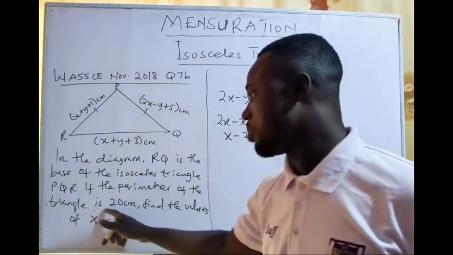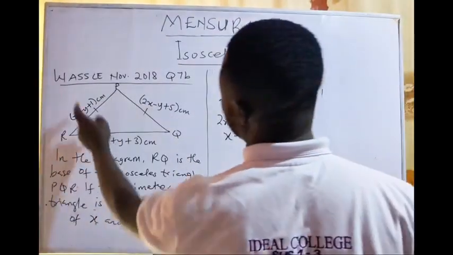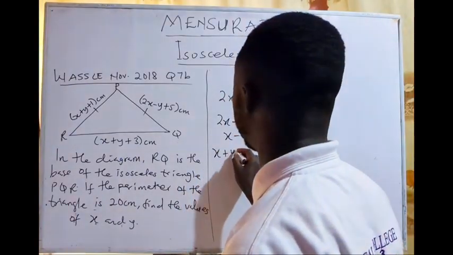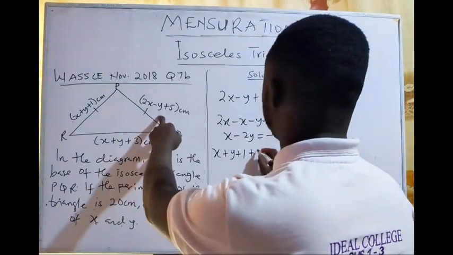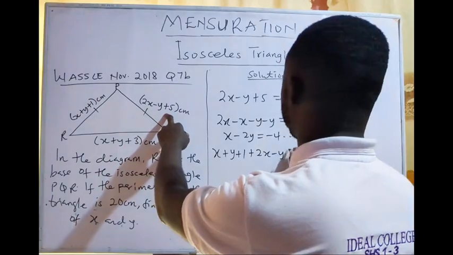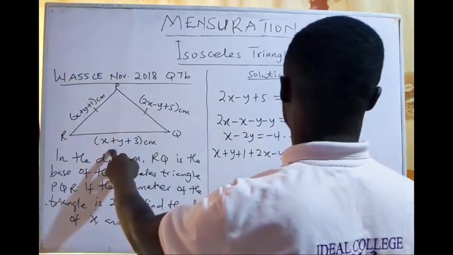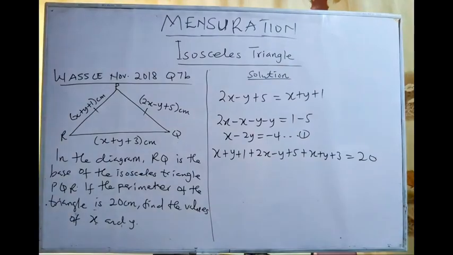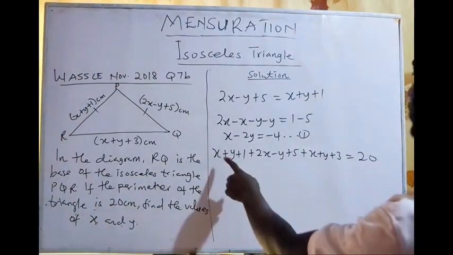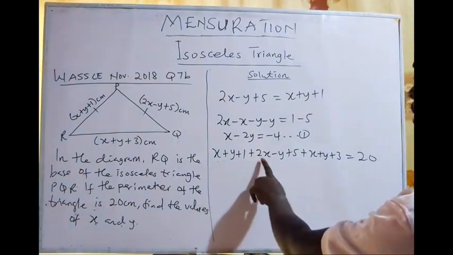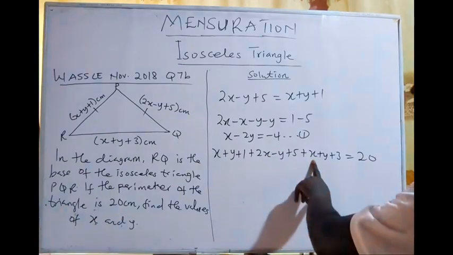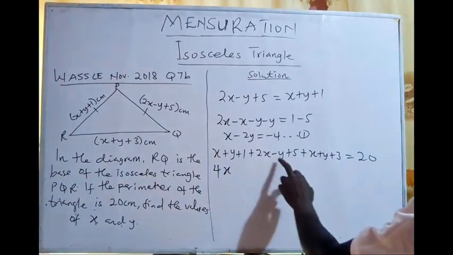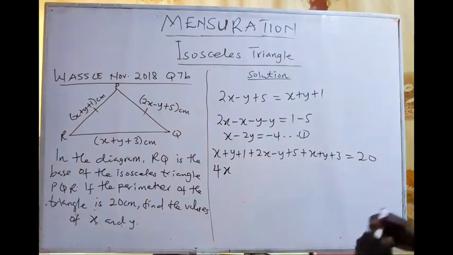And what were we given? We were given the perimeter as 20. So it means that 1, 2, 3, when you add, it will give you 20. So you can say x plus y plus 1, plus 2x minus y plus 5, plus x plus y plus 3 will give us 20 centimeters. Okay, so let's group like terms. We have x plus 2x, that will give us 3x, plus x, that will give us 4x. Then we have y minus y, that will be 0, then plus y, that will be y.